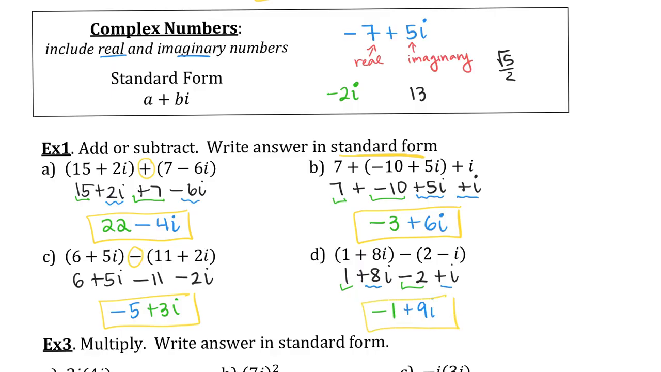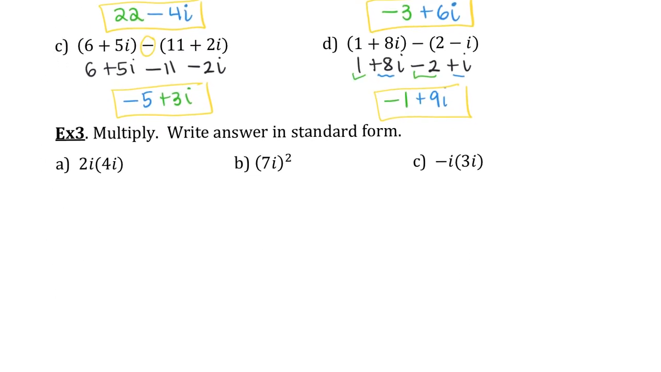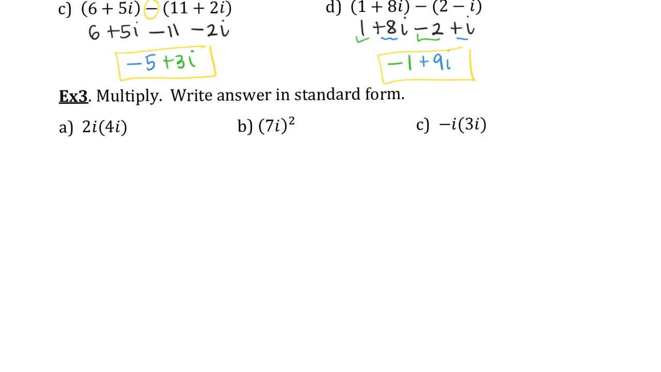Okay, let's look at multiplying. We're going to multiply. We're going to write our answers in standard form. Now we treat i like a variable, but it has a special quality that we are going to use in our answers. If I do 2i times 4i, what do I get? I get 8i squared. Is that standard form? No, I need real plus imaginary or something like that.